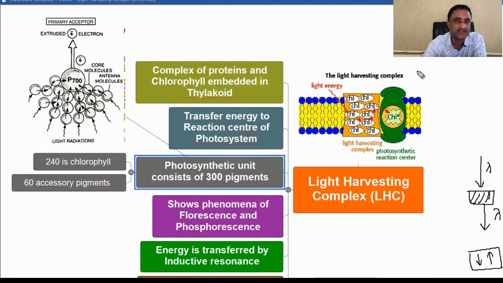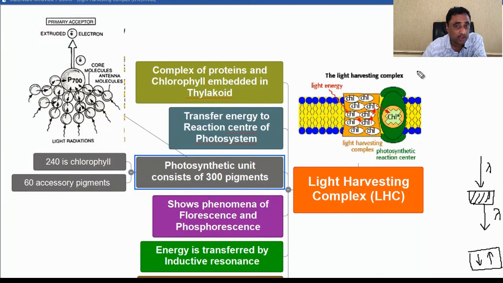Now the main question is, where do phosphorescence and fluorescence operate? Fluorescence operates between the antenna molecule and the reaction center, and phosphorescence operates between the reaction center and another molecule involved in the Z scheme, which we will be discussing in the subsequent video. So this is about fluorescence and phosphorescence.